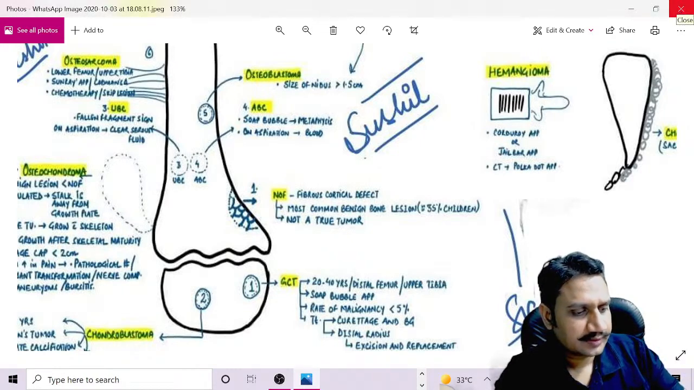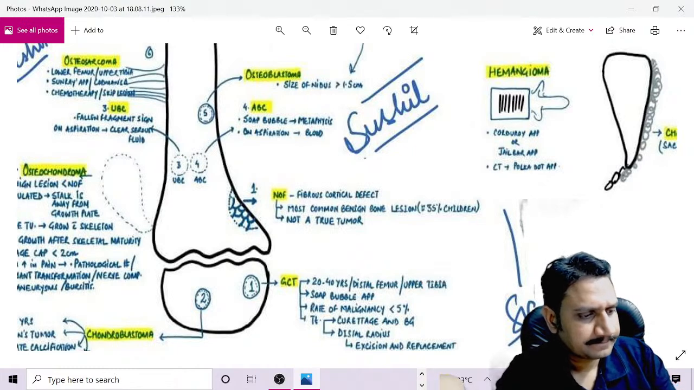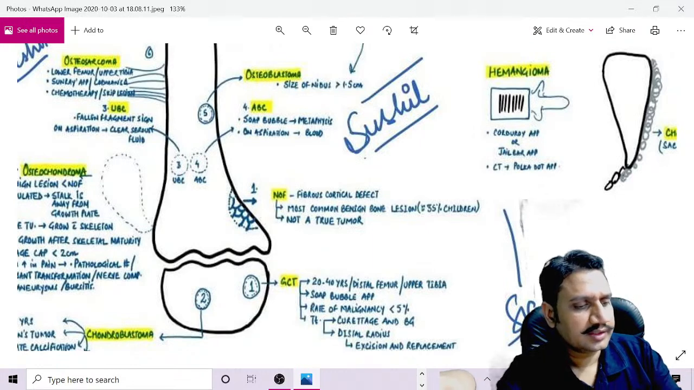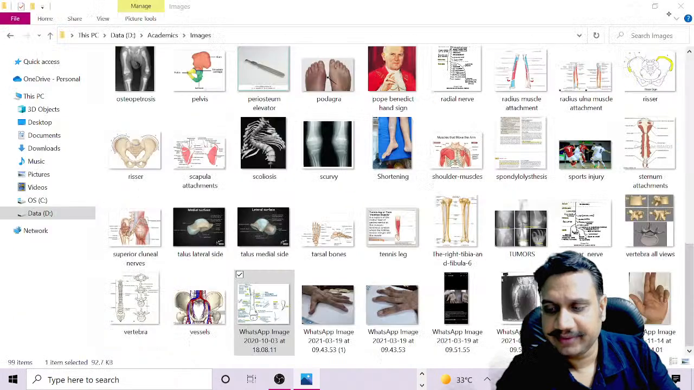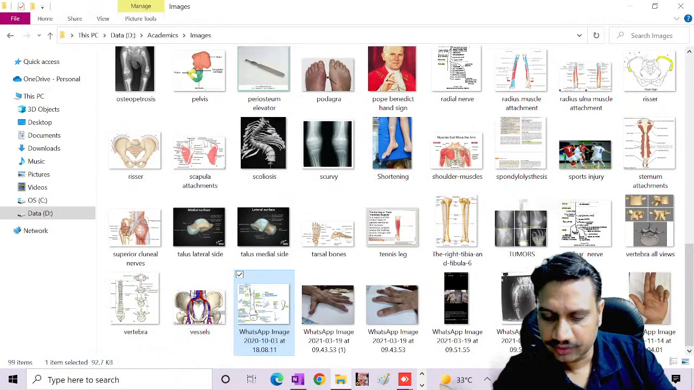Right, right. So what happened here? Okay, so this is what you asked me. Yeah, the image. This is the one tumor image that we were talking about.